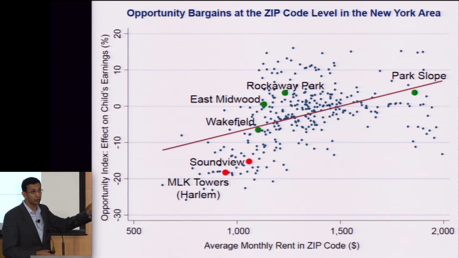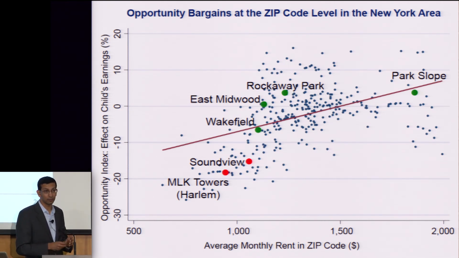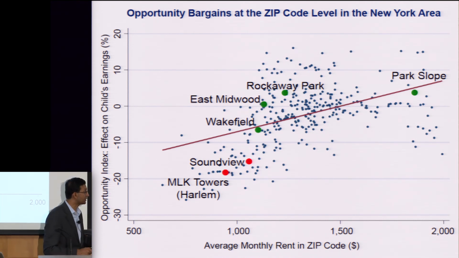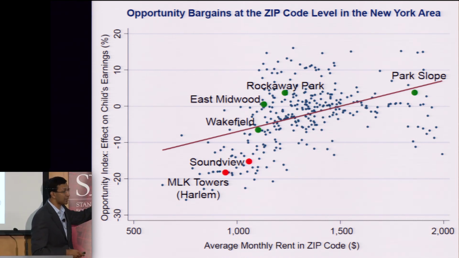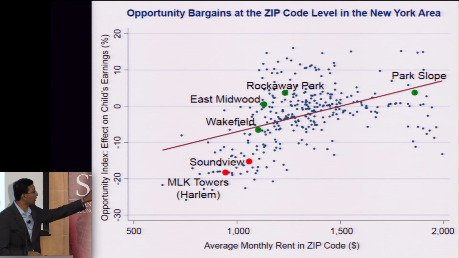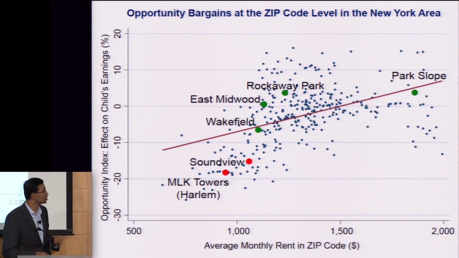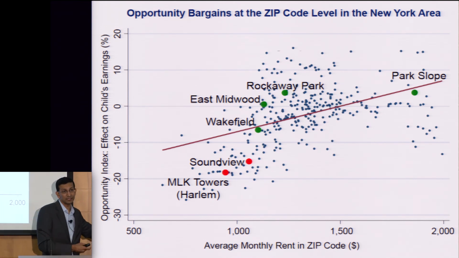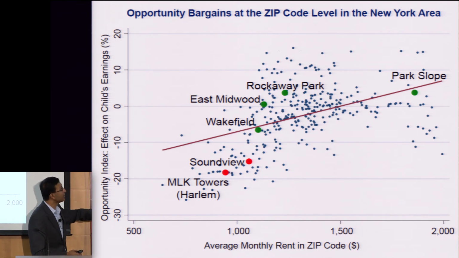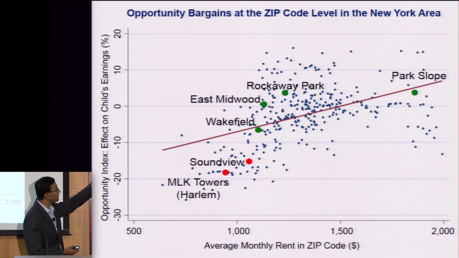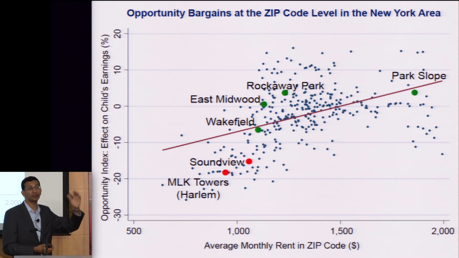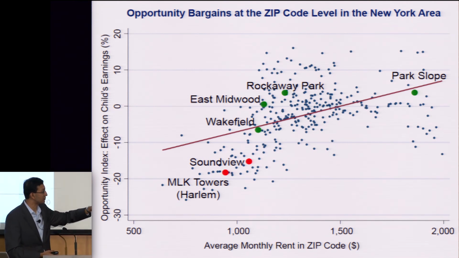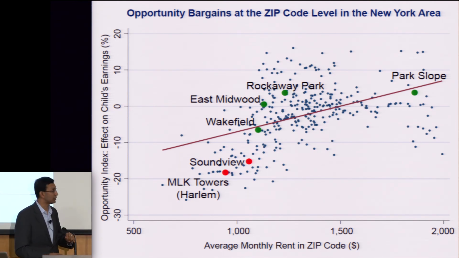So this is from our ongoing work trying to identify these opportunity bargains at a finer level, at a zip code level. And this is giving you an example from the New York area, where every dot on this chart represents a zip code in New York. And on the y-axis is our index of opportunity, basically the impact of living in different zip codes on children's earnings in adulthood. The places at the top increase your earnings by 20%, the places at the bottom decrease your earnings by 20%.